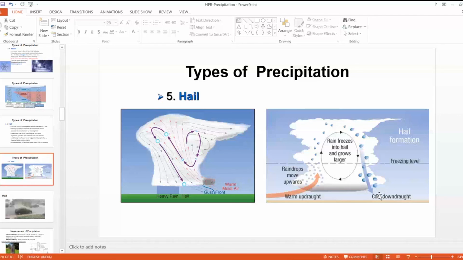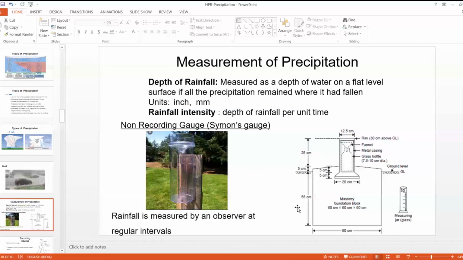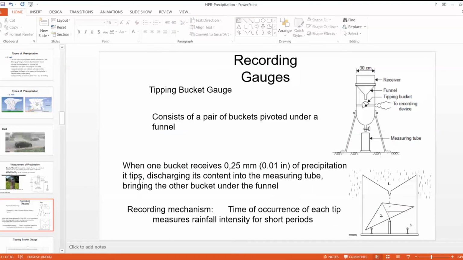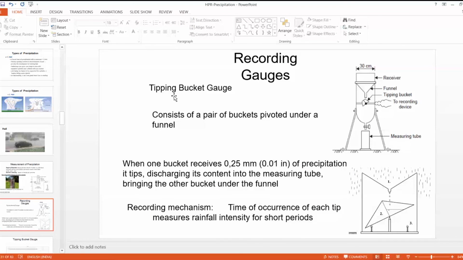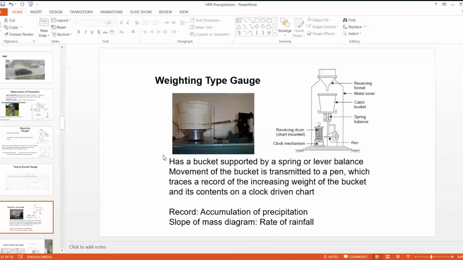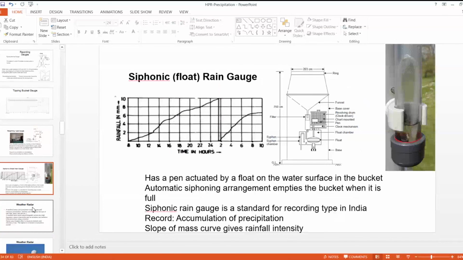There are measurements of rainfall. Mainly there are two types: non-recording and recording. Non-recording is Symons gauge, where rainfall data is taken by an observer at regular intervals. In recording rain gauges, there are three types: tipping bucket type, weighing type gauge, and siphonic rain gauge. These recording gauges give mass curves.